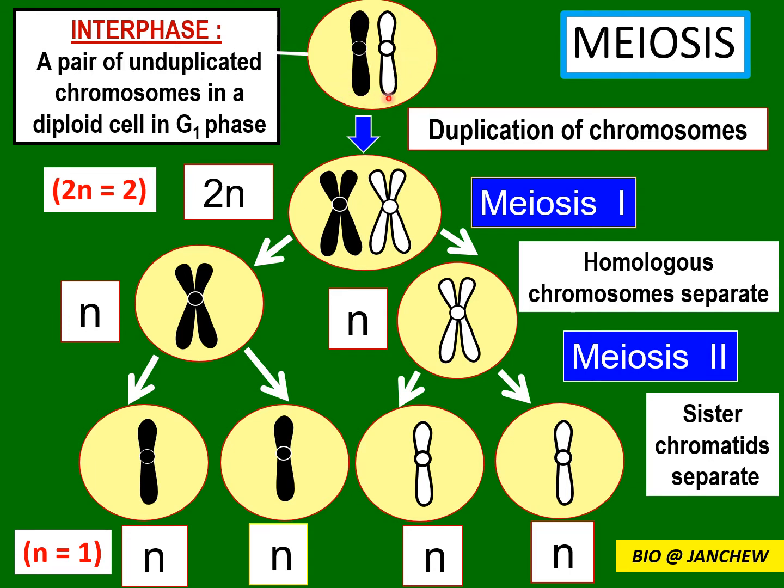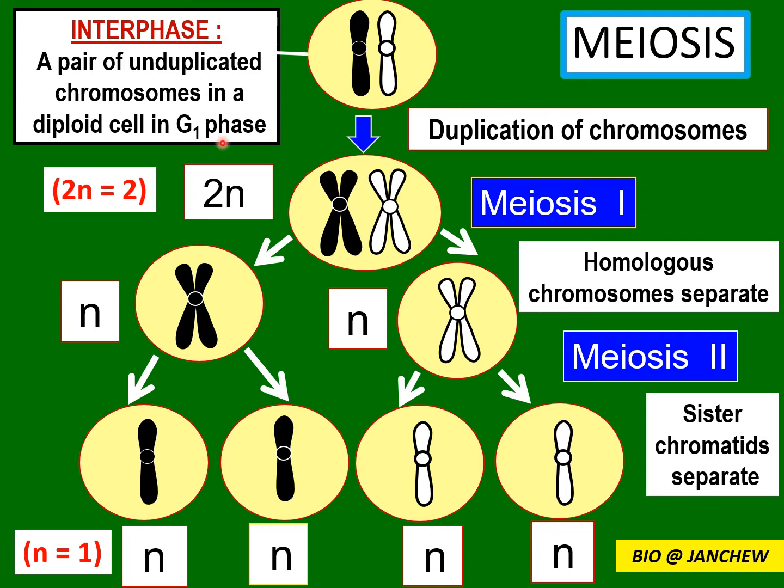Okay, so in this cell there are 2 chromosomes, and this is a diploid cell as there are 2 copies of this type of chromosome. So we say that 2n, the diploid number, equals 2 for this cell. 2n equals 2. Now interphase consists of 3 phases, G1, S, and G2 phase.